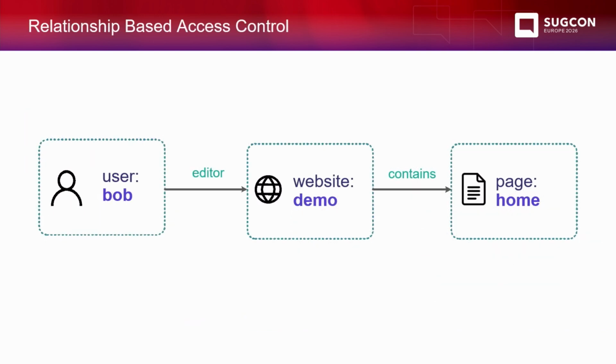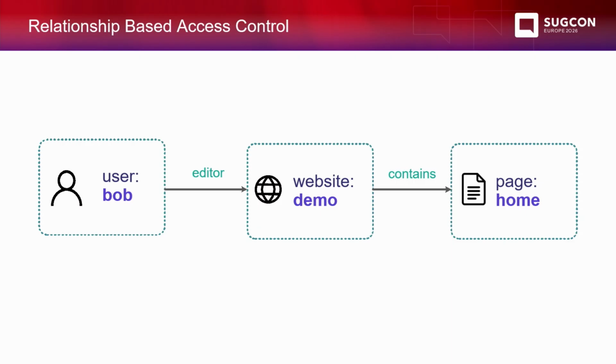Let's show what relationship-based access control is with a very simple example. Say we have a user Bob who can edit websites. So we have a relationship between user Bob and the demo website. The same way, our website contains multiple pages, so there is also a relationship between the demo website and some particular page. But by transitive property, there is also a relationship between the user and this page item.